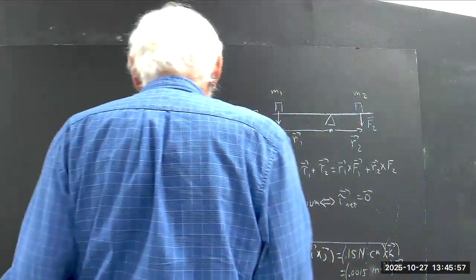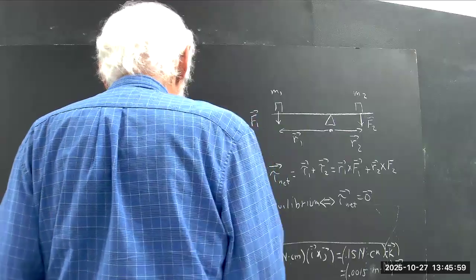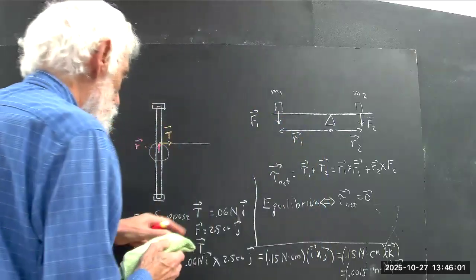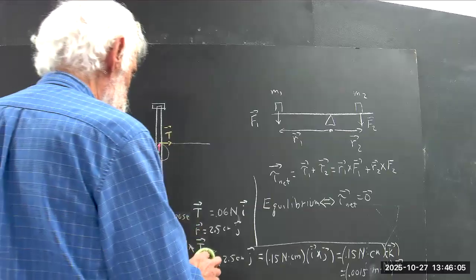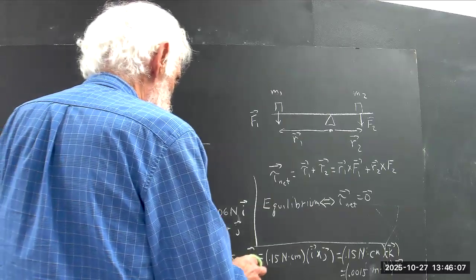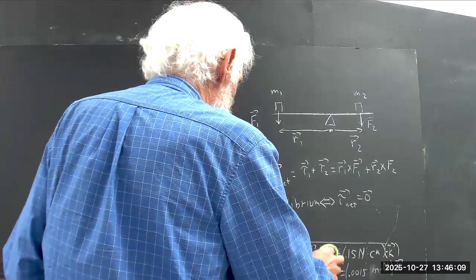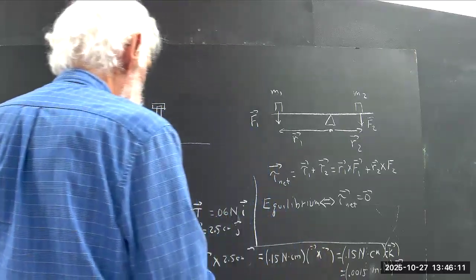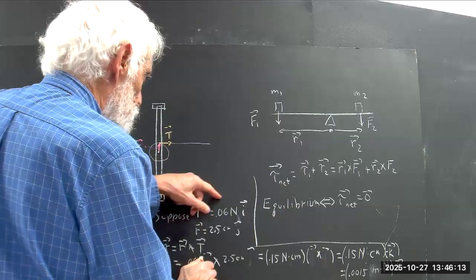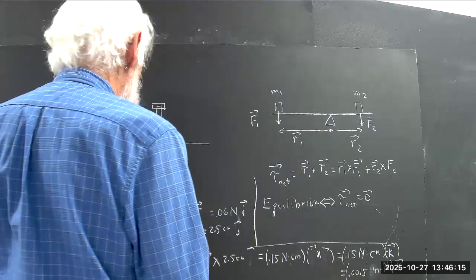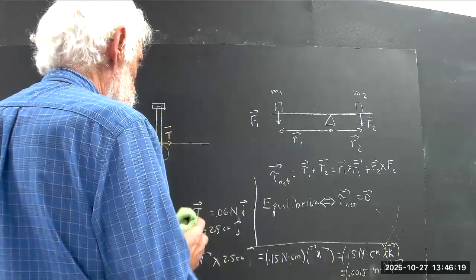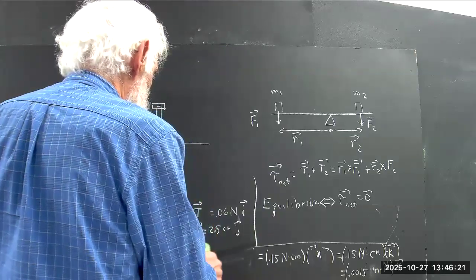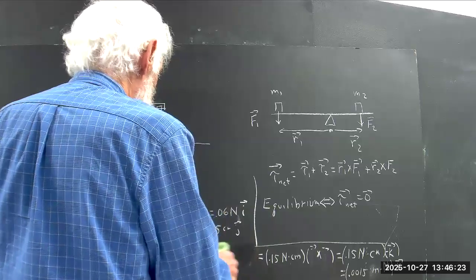And it isn't I cross J because the R vector is in the J direction, and I wrote it down incorrectly. My I's should be J's and my J's should be I's. 0.06 newtons. Don't do like I do, write this down carefully.